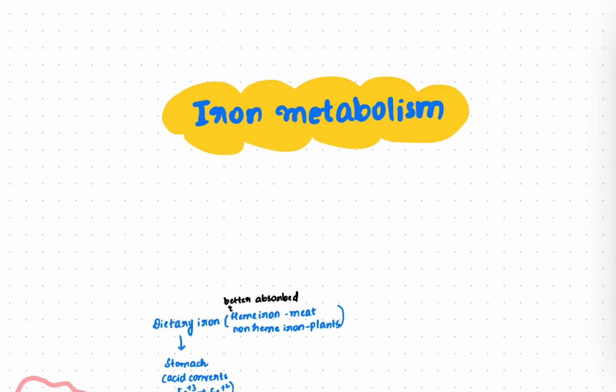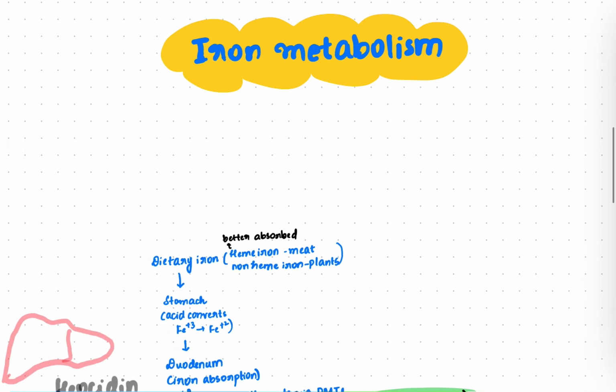Hello everyone, in this video we are going to discuss iron metabolism. Whenever we consume a diet, it will contain iron. The iron can be of two forms, that is heme iron or non-heme iron. Heme iron is from the meat, and it is better absorbed.